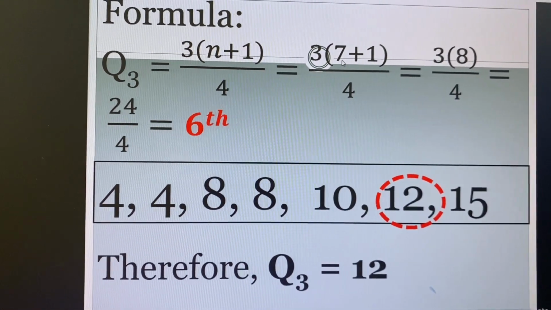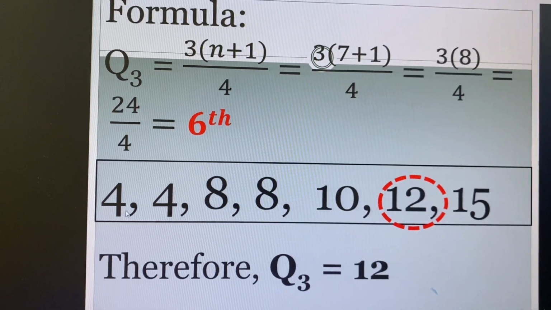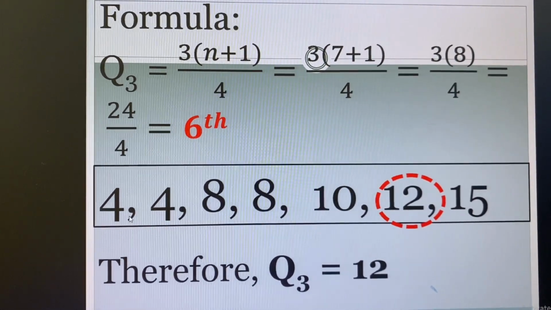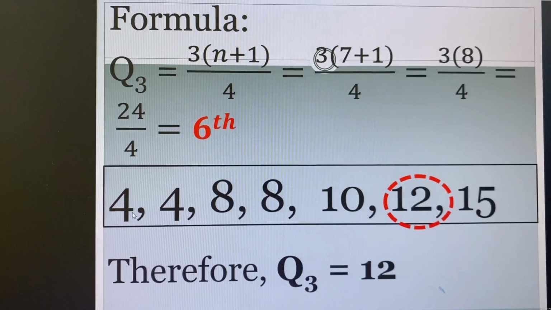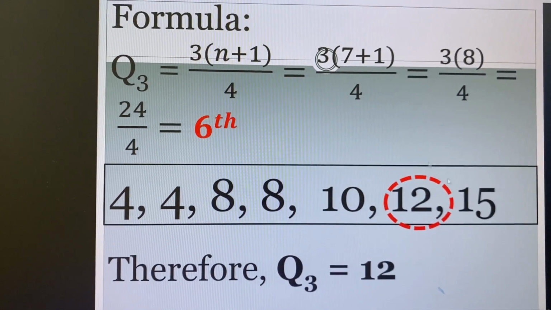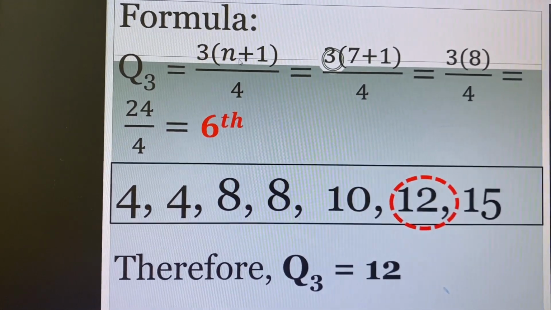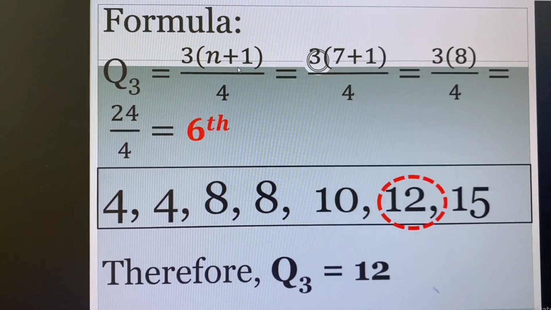So 7, we got 7 here. Just count the number of set of data. So the total is 7. 1, 2, 3, 4, 5, 6, 7. So you will replace n equals 7.